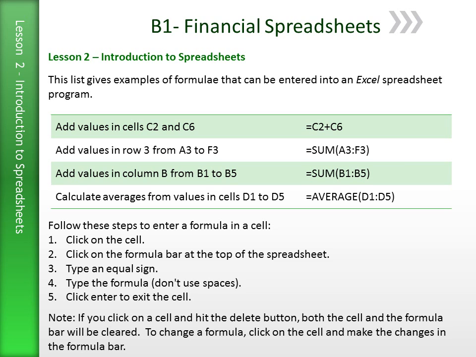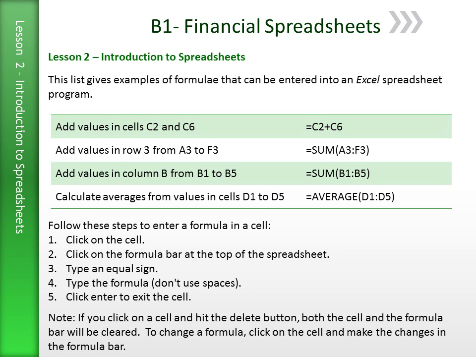We could do the same for a column. To add values in column B from B1 to B5, equals SUM, bracket, B1 colon B5. That will add up the values in the cells from B1 through to B5. Another built-in function for Excel is average. So if we wanted to calculate the average of the values in D1 through D5, we would type in equals AVERAGE, bracket, D1 colon D5.